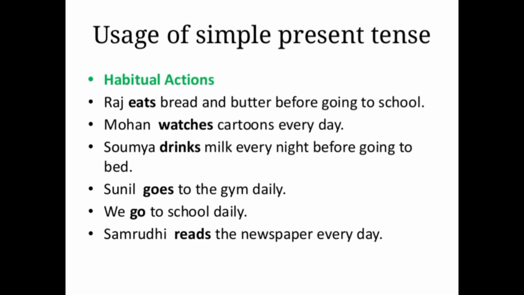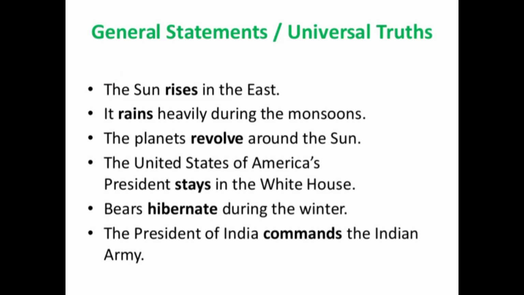Okay. Then we use simple present tense to tell universal truths or general statements. So what are those general statements? The sun rises in the east. Here, the sun usually rises in the east. It does not rise in the west, or the south. It's a universal truth. The sun rises in the east.